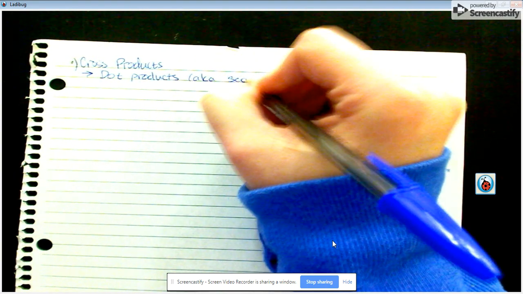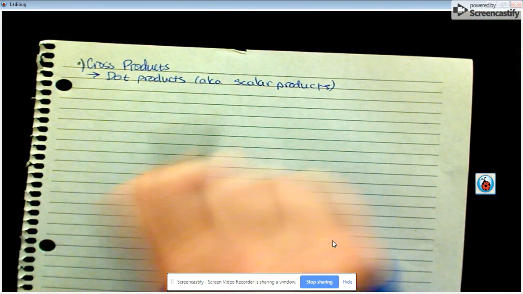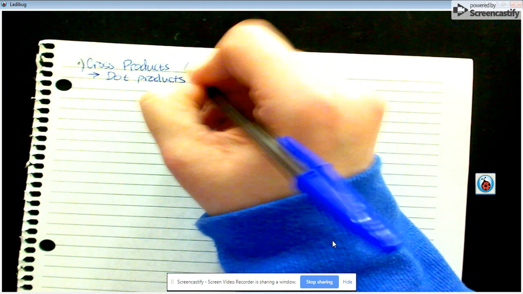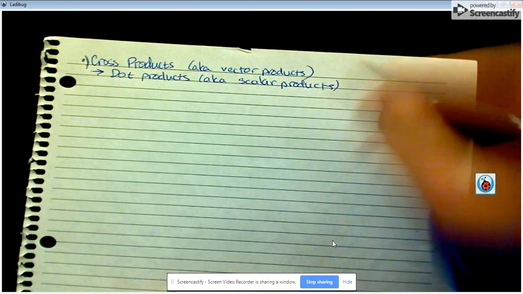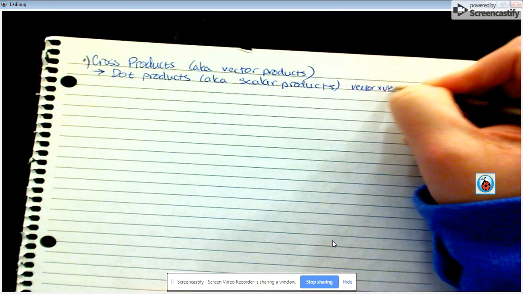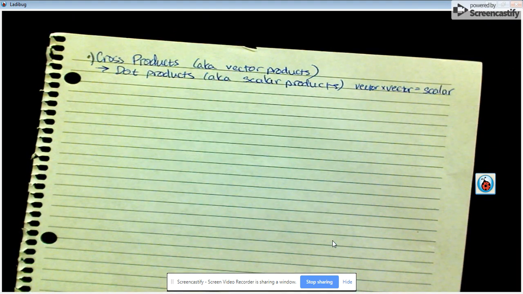Now, just as a review, we've already done dot products. These are also called scalar products, which gives you an idea of what they produce, which is a scalar, and cross products are also called vector products. So if you remember dot products, you took a vector times a vector and got a scalar product. Spoiler, cross products are going to give you a vector product.